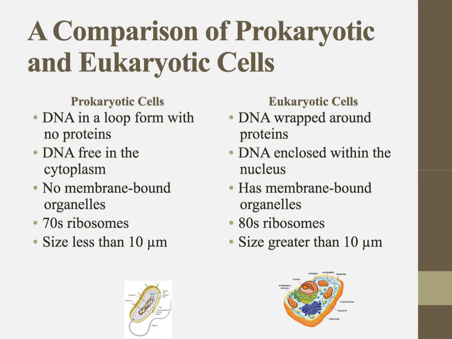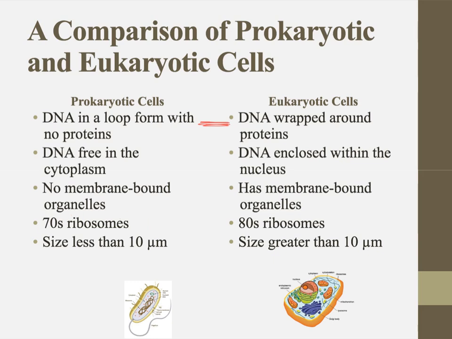So DNA is in a loop with no proteins for prokaryotes. For eukaryotes, DNA is wrapped around proteins. So we have no proteins over here, proteins over here. DNA is free in the cytoplasm. DNA is enclosed in a nucleus. Again, talking about the enclosure or lack thereof. Has membrane-bound organelles, mitochondria, chloroplasts, etc. No membrane-bound organelles.